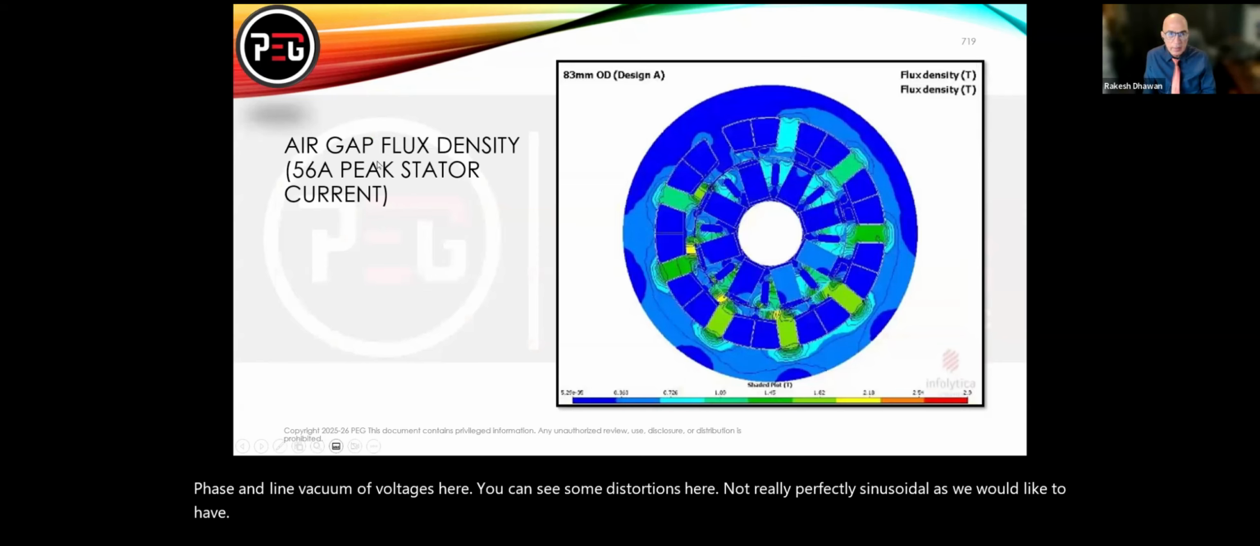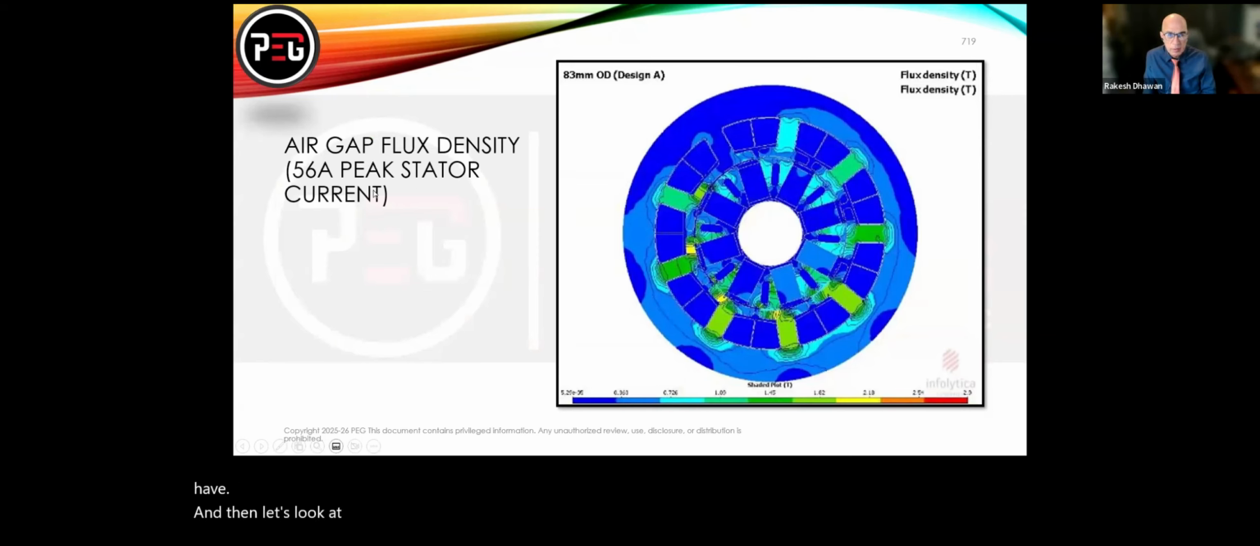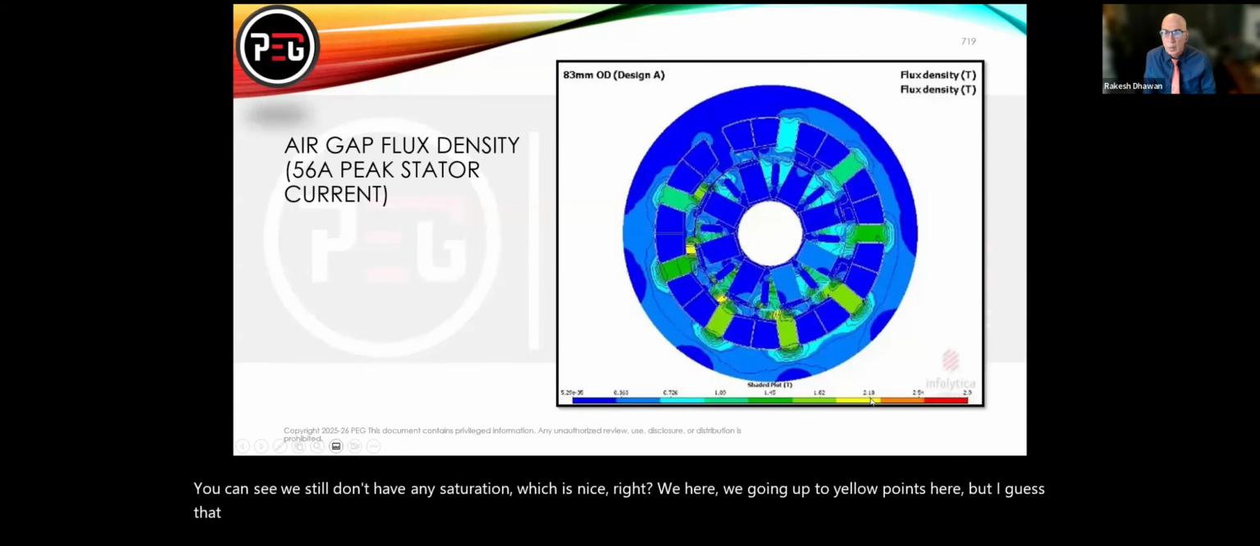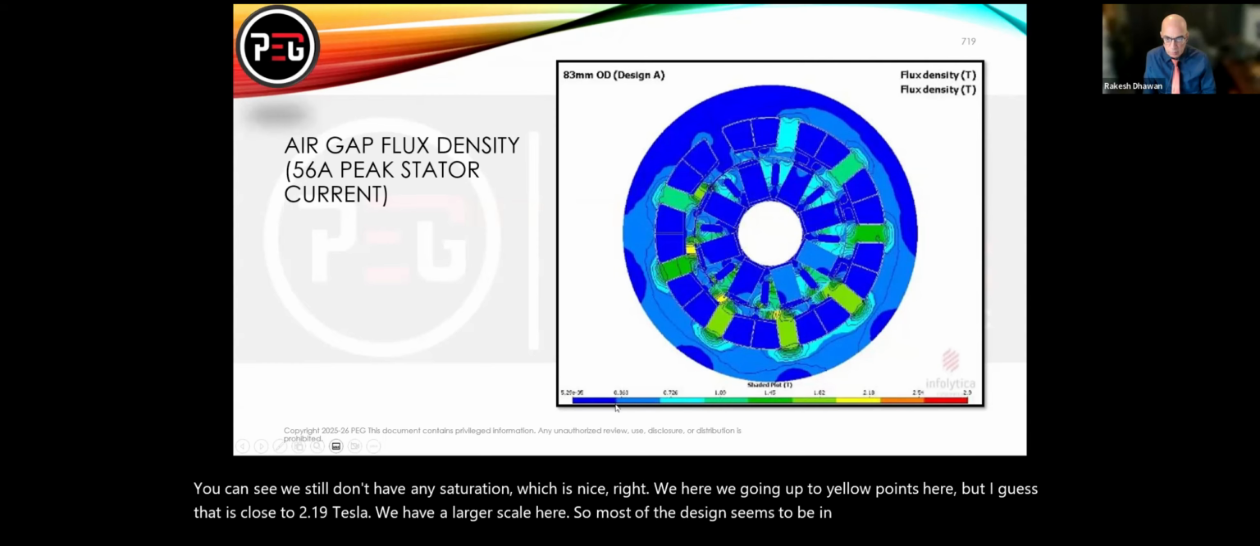And then let's look at air gap flux density, 56 amps of current. You can see we still don't have any saturation, which is nice, right? Here we're going up to yellow points here. But I guess that is close to 3.19 Tesla. You have a larger scale here. So most of the design seems to be in this blue region.